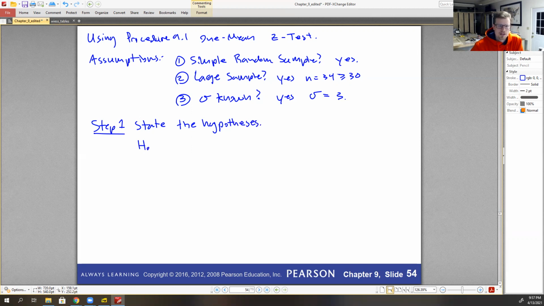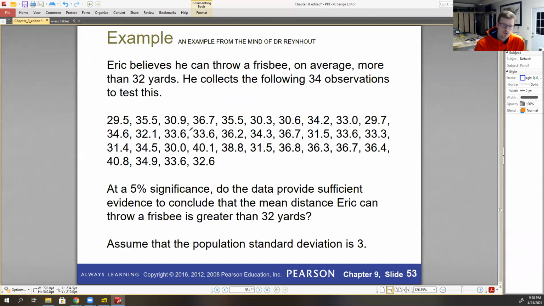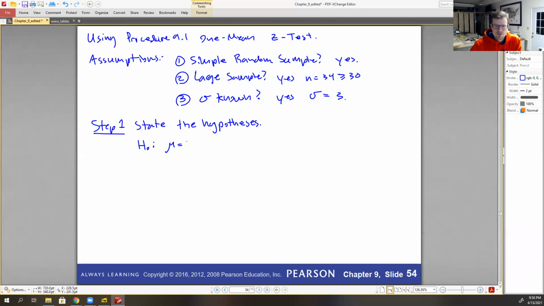So we want to state the null hypothesis, which is always a statement of equality. Let's go back to the directions for the example to make sure we know what numbers we're working with. Eric believes he can throw a frisbee on average more than 32 yards. So 32 is the magic number in this case, and he believes he can throw it more than. So mu is equal to 32 is the null hypothesis, because the null hypothesis is always a statement of equality. Then our alternative hypothesis is the conclusion that we would like to draw, that Eric can throw the frisbee more than 32 yards.